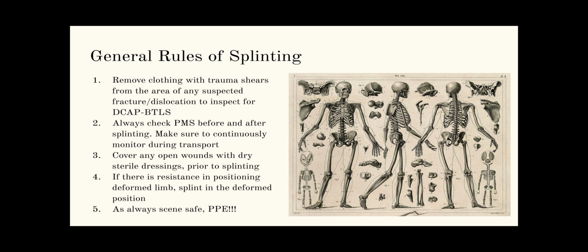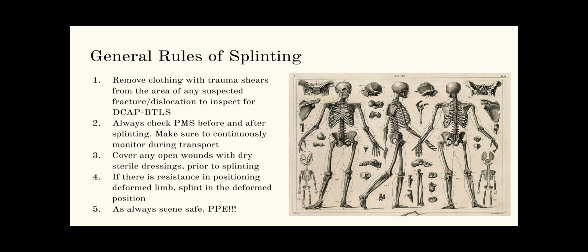Some general rules of splinting that I want to keep in mind. Remove clothing wherever you're suspecting the fracture or dislocation to inspect the area. You can remove clothing with the trauma shears, or depending on how loose the clothing is, maybe roll it up. You might not have to cut it, but if you have to cut it, it is what it is. You want to be inspecting the area for obvious deformities, which is obviously going to be the biggest one, but also any open wounds, penetrating injuries, contusions, crepitus, things like that.